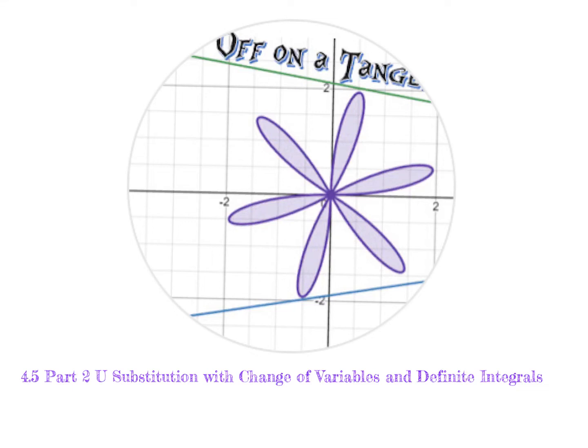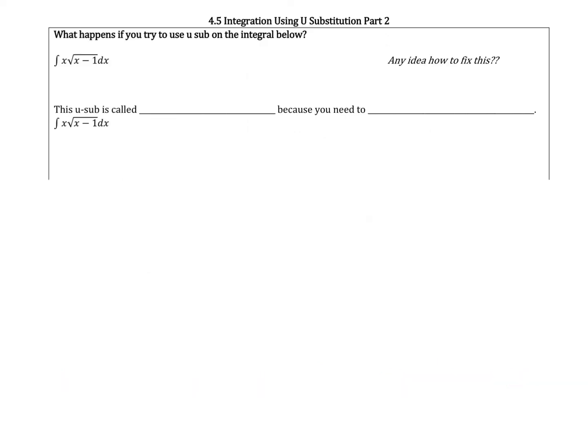Hello and welcome. In this video, we're going to build on what we covered in the last video about U-substitution, but we're going to talk about what happens when all of your x's don't divide away after you substitute in what u is equal to, and that's called the change of variable. We're also going to talk about how to use U-substitution with a definite integral, so when there are bounds on the integral. So let's go ahead and dive right in.